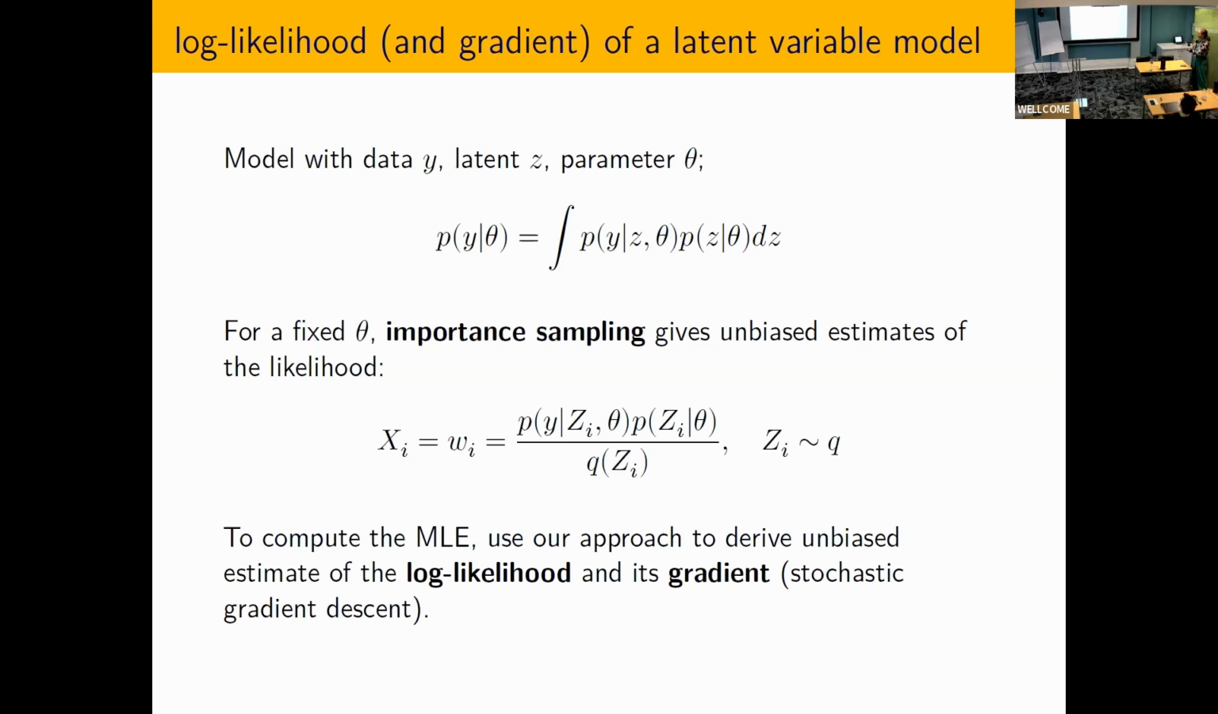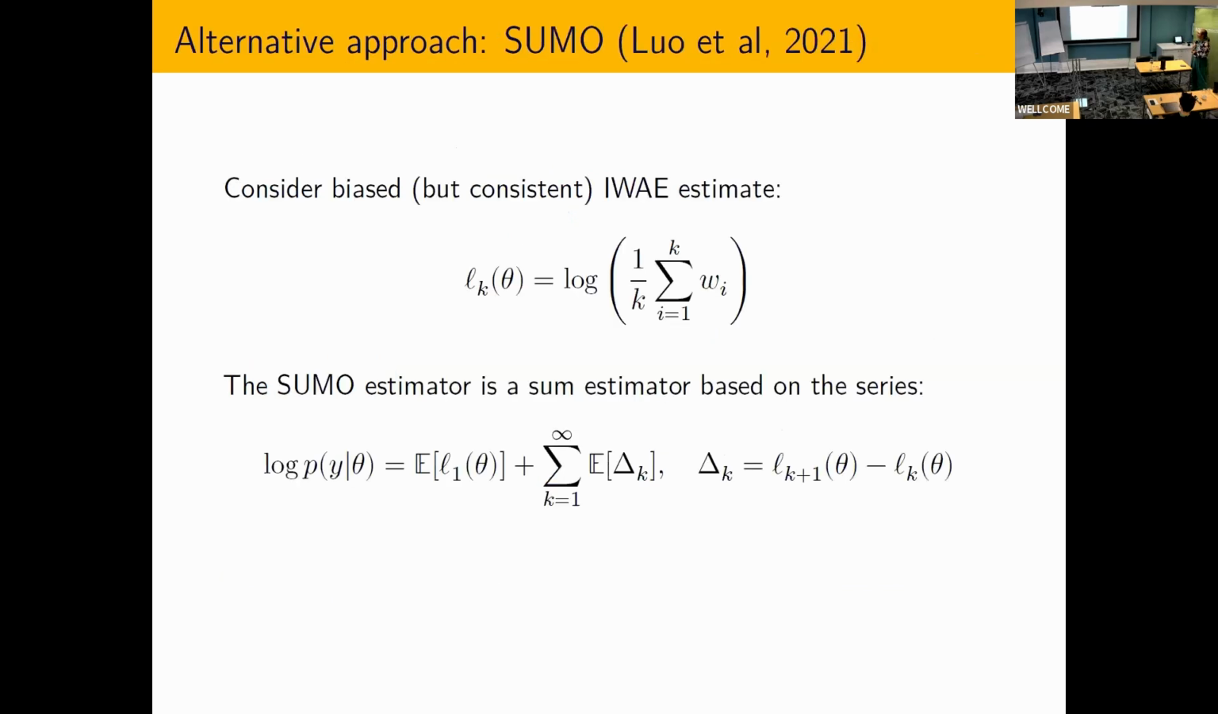So to compute the MLE, you get an unbiased estimate of the log likelihood with the strategies I described, and then you can get the gradient with a very similar estimator that I didn't put on the slide because it's a bit messy, but it's the same exact construction. One other option is a sort of importance-weighted autoencoder estimate, which to me is just log applied to importance sampling. Now, this is clearly biased. We know that's true, but it's consistent.